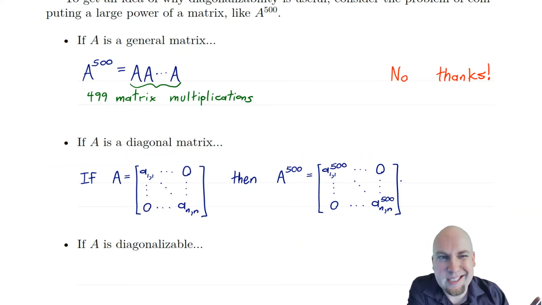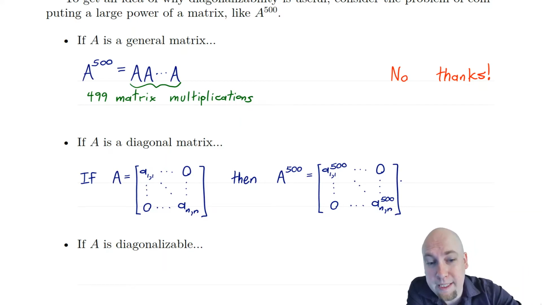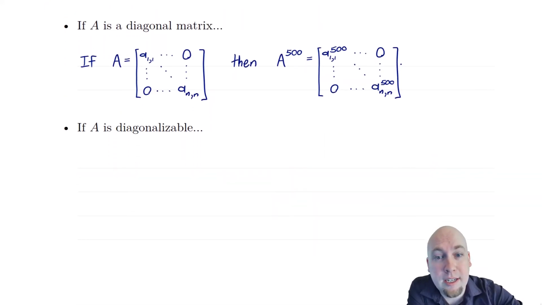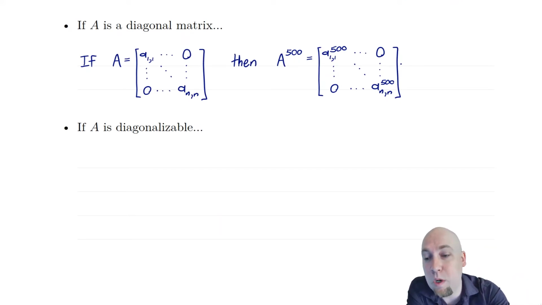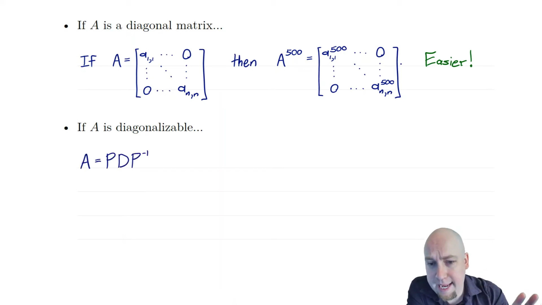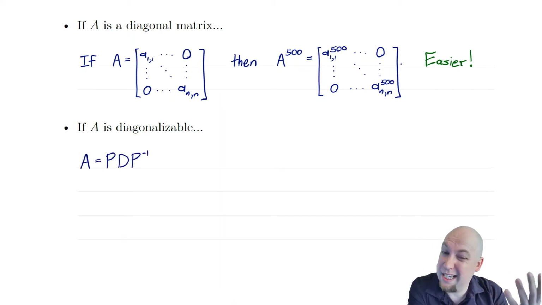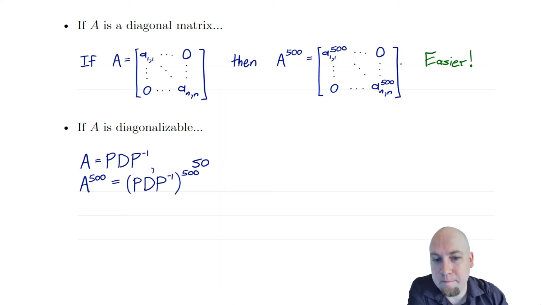That's not realistic and doesn't always happen, but we can split the difference. We can get really close to this diagonal situation, even for most matrices. For diagonalizable matrices, I can write A equals PDP inverse because my matrix happens to be diagonalizable. Now I'm going to take the 500th power of that expression, which so far looks like it's going to suck, but watch what happens.